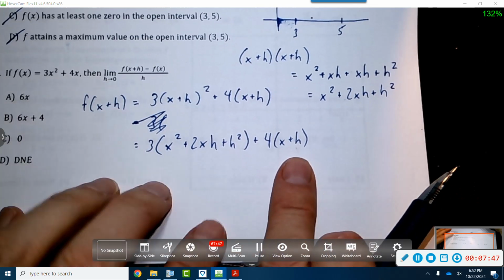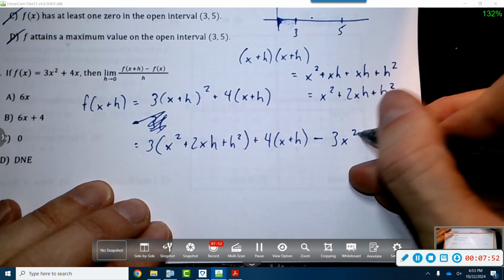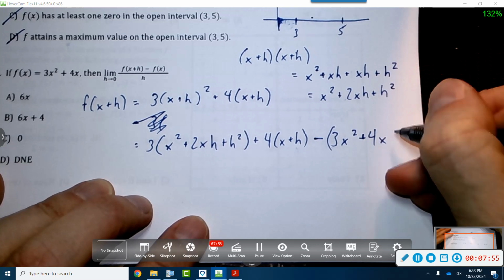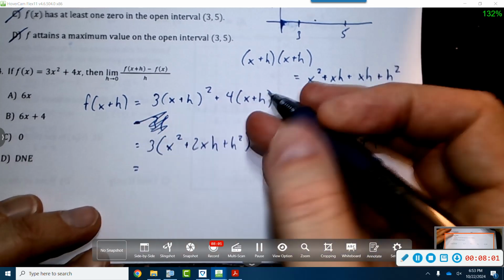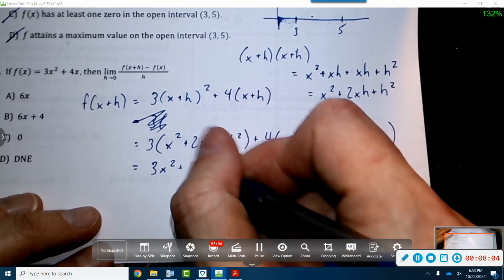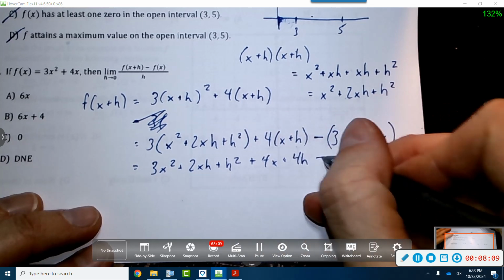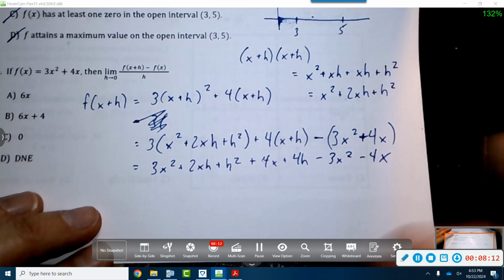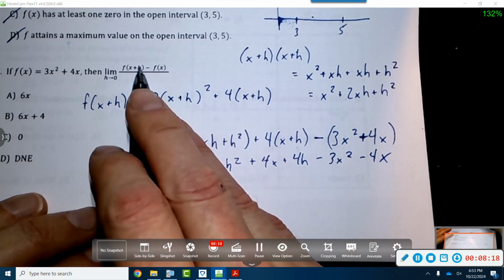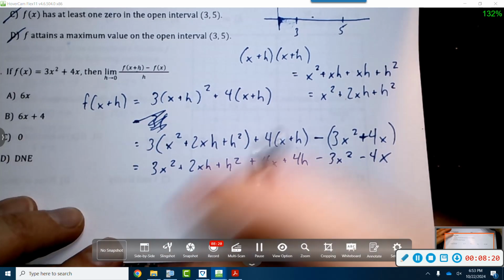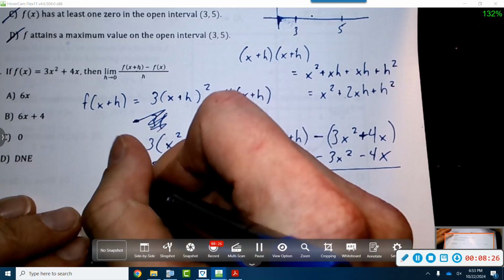And now what we're going to do is we're going to go ahead and put the minus f of x. The f of x is exactly as we see there, minus f of x. So make sure you put parentheses around it because we're going to be subtracting both of those. All right. So what do we get? We get 3x squared plus 2xh plus h squared plus 4x plus 4h minus 3x squared minus 4x. Beautiful. All right. So this whole thing is what we have in the numerator right here. And what are we going to do with this? We're going to divide everything by h, and the limit is going to go to 0.